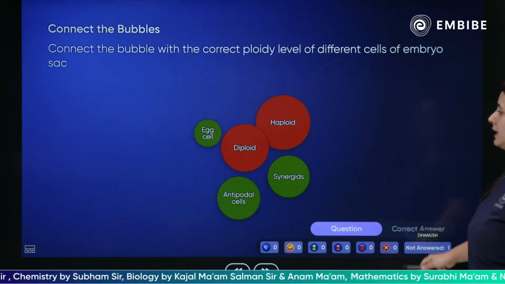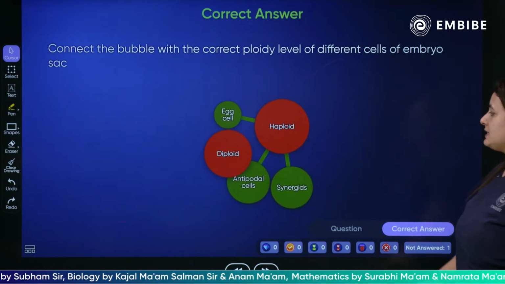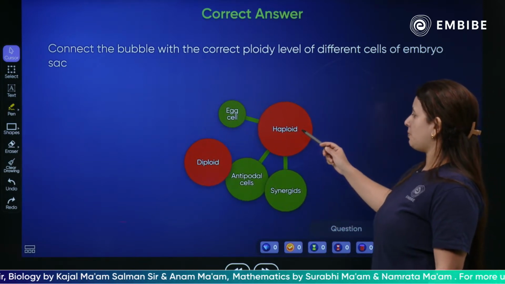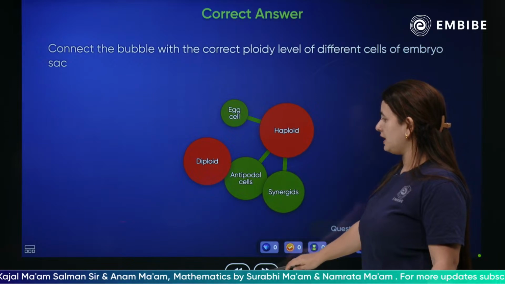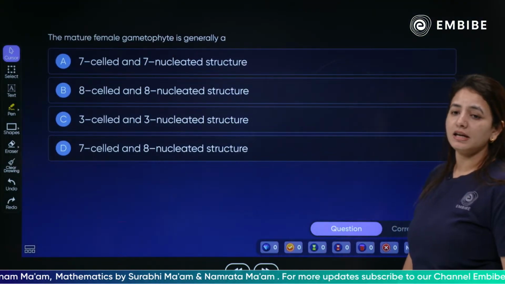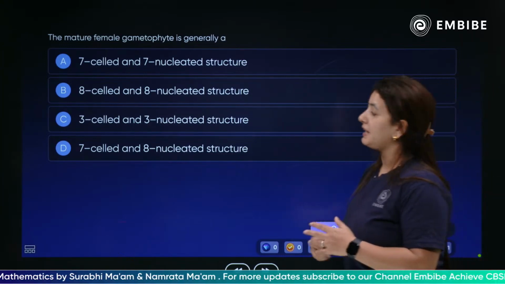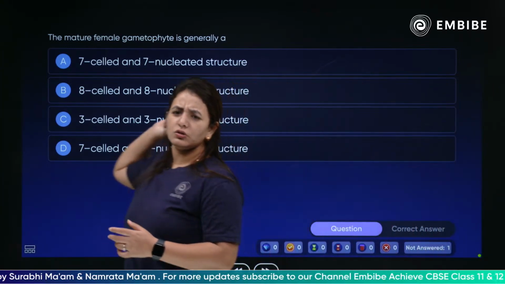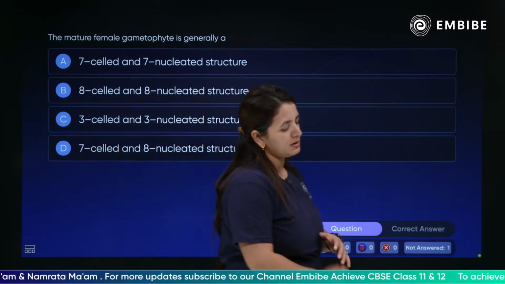Children, you know what is the correct ploidy of the embryo sac? The egg cell is haploid, the antipodal cells are haploid, the synergids are absolutely haploid, because each and every one has a single nucleus only. The mature female gametophyte, this is so easy. Just now we have discussed it.